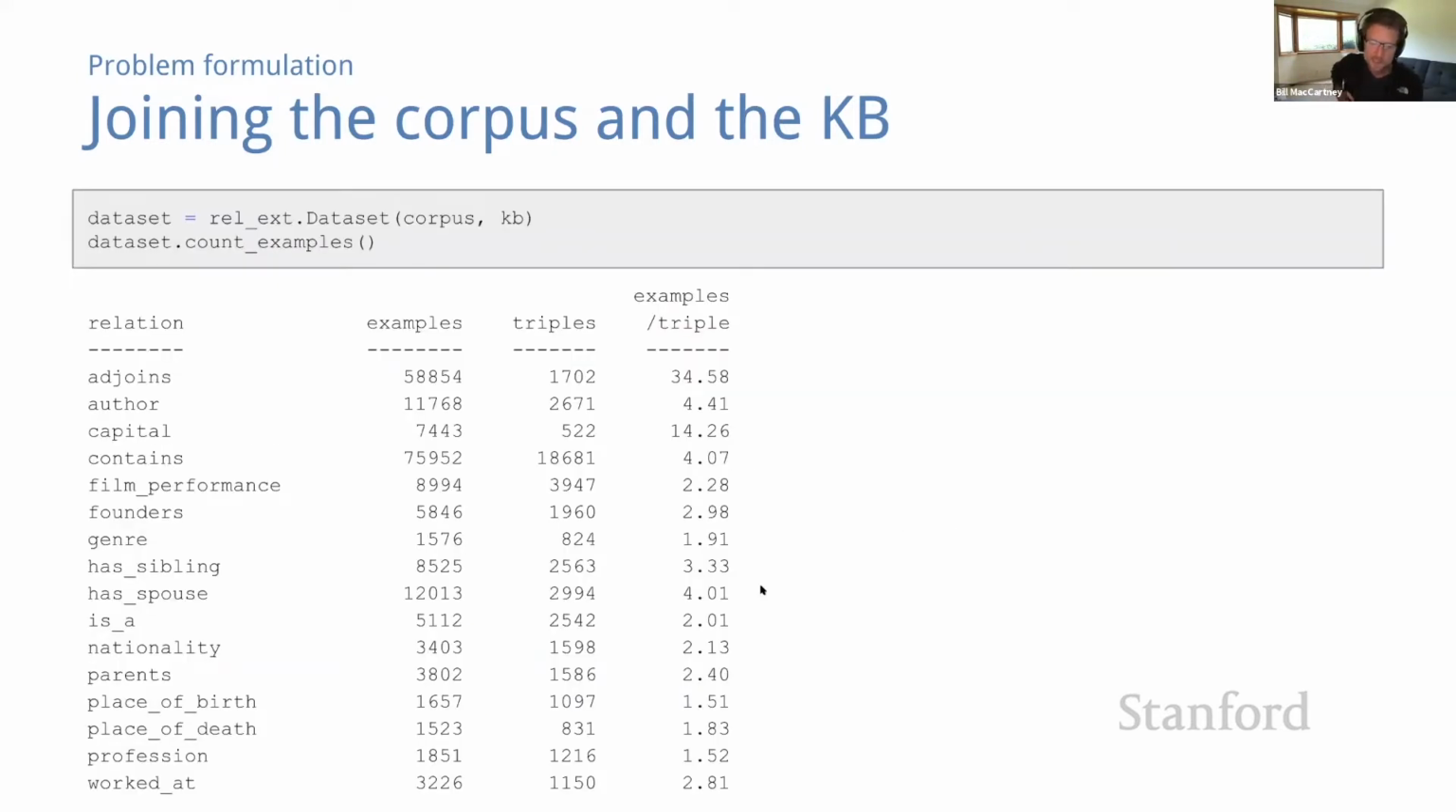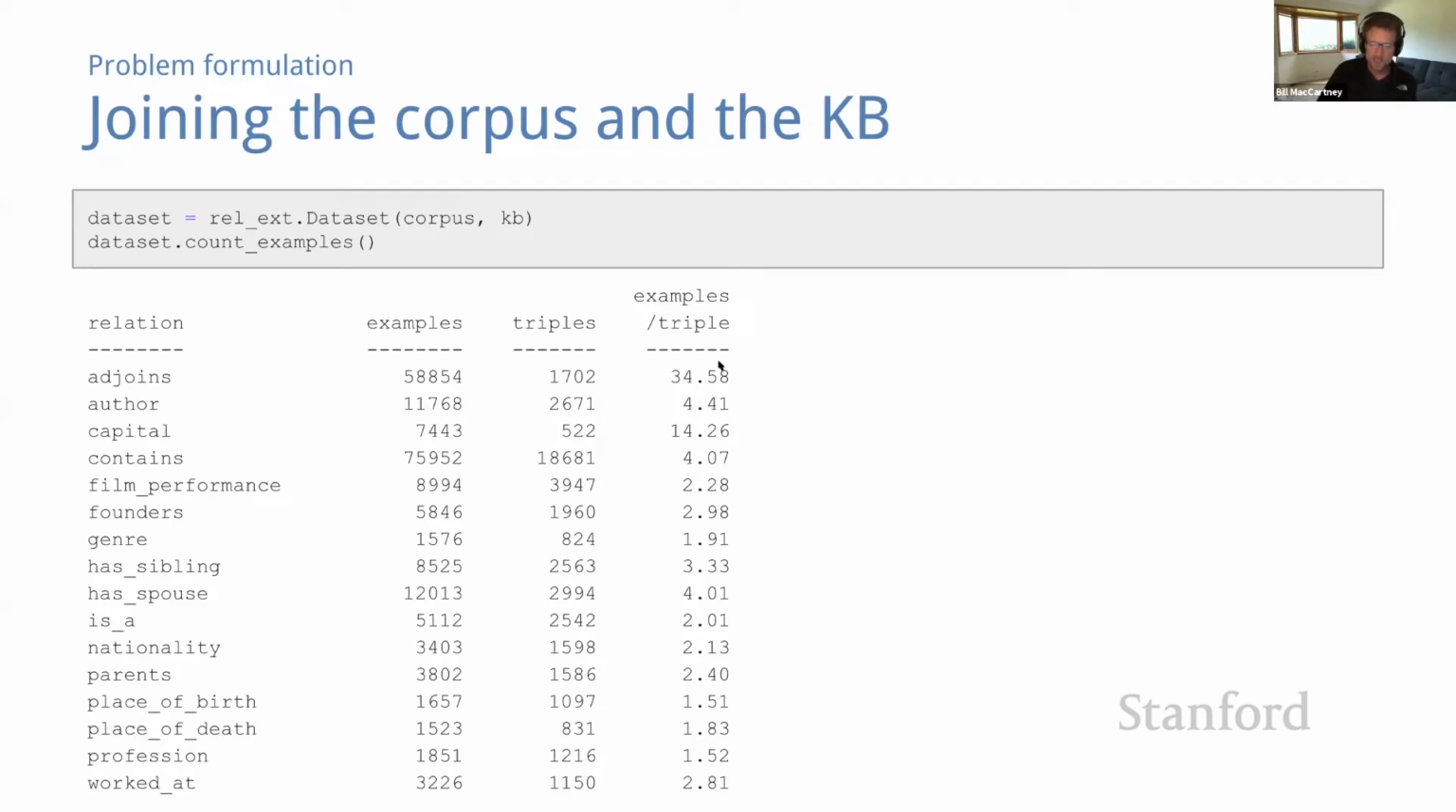Just one more thought on this. This is still kind of about the topic of joining the corpus and the KB. We've created a dataset class which does that, which combines a corpus and a KB, just kind of staples them together and provides a variety of convenience methods for the dataset. And one of those convenience methods is this one, count examples, which shows for each relation how many examples we have in the corpus, how many triples we have in the KB, and the ratio. So the total number of examples, the average number of examples per triple.